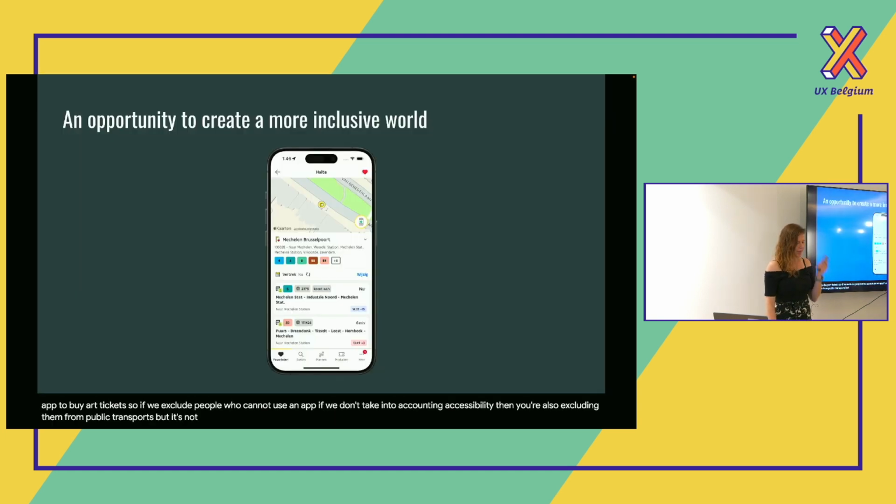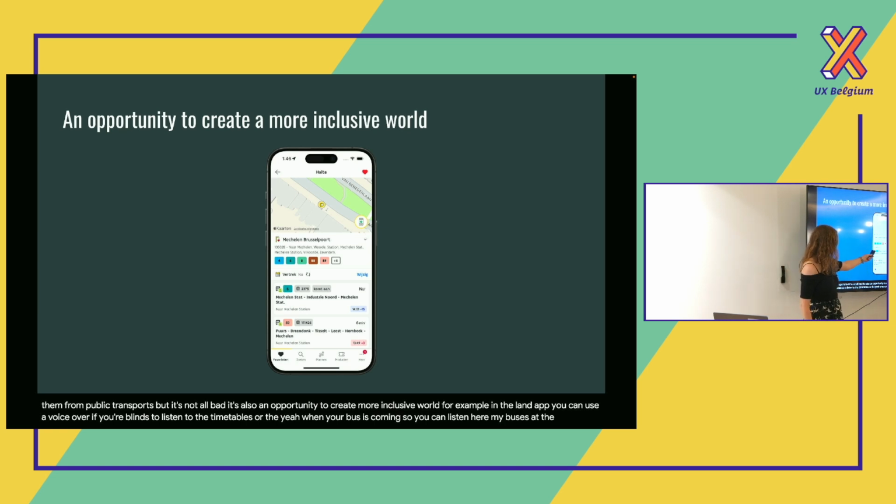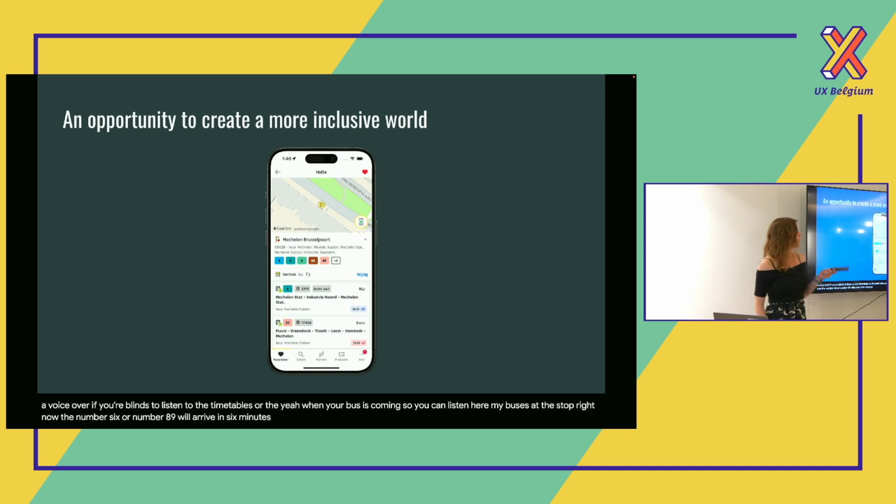But it's not all bad. It's also an opportunity to create a more inclusive world. For example, in the De Lijn app, you can use VoiceOver if you're blind to listen to the timetables or when your bus is coming. So you can listen: my bus is at the stop right now, the number 6, or number 89 will arrive in 6 minutes. Before, if you were blind, you had to ask someone else. Or if you wanted to get off, now in the app you can set an alert and just listen to your phone telling you to get off at the next stop.